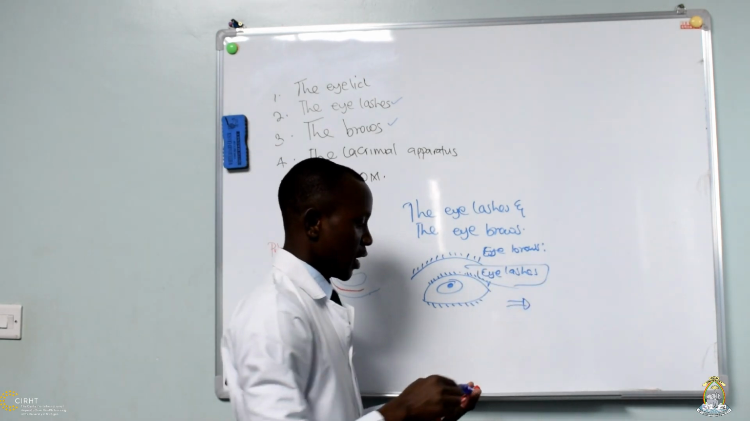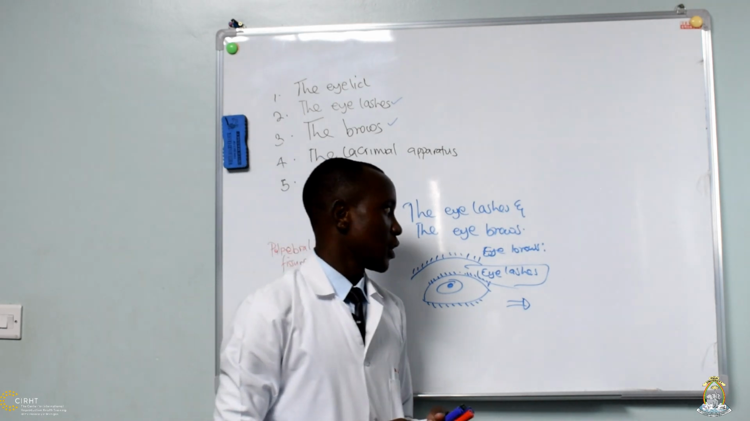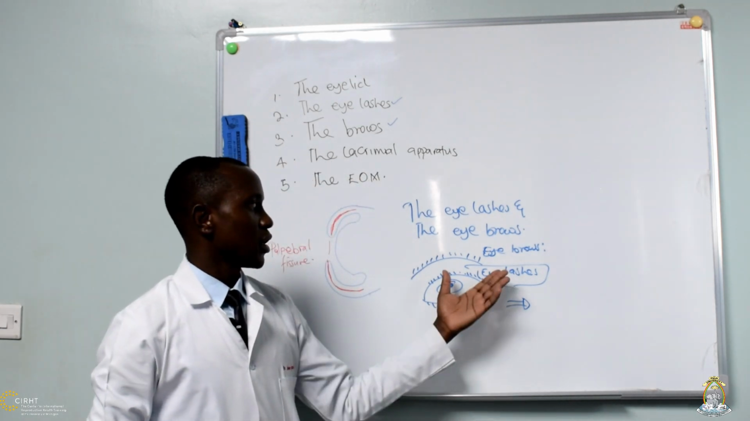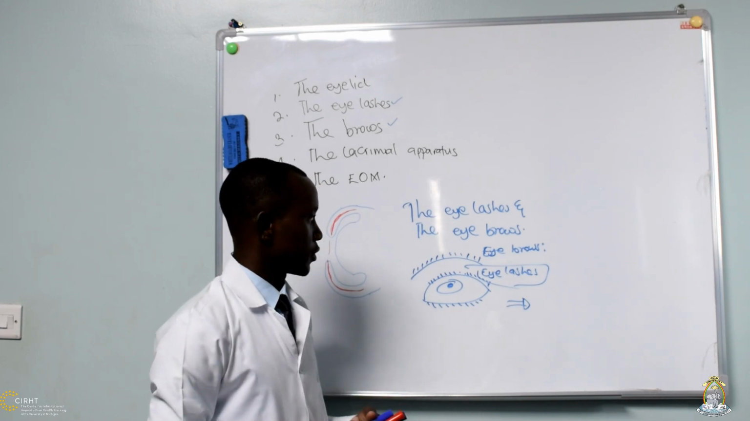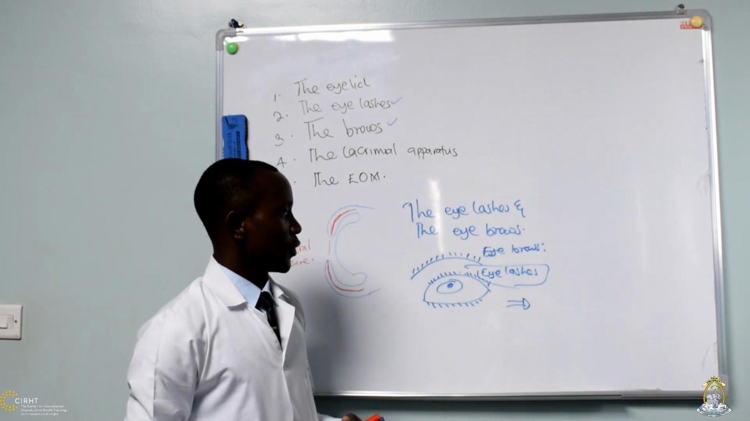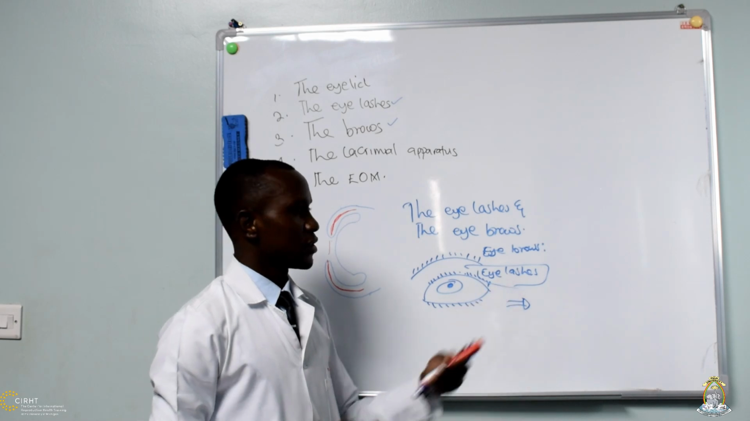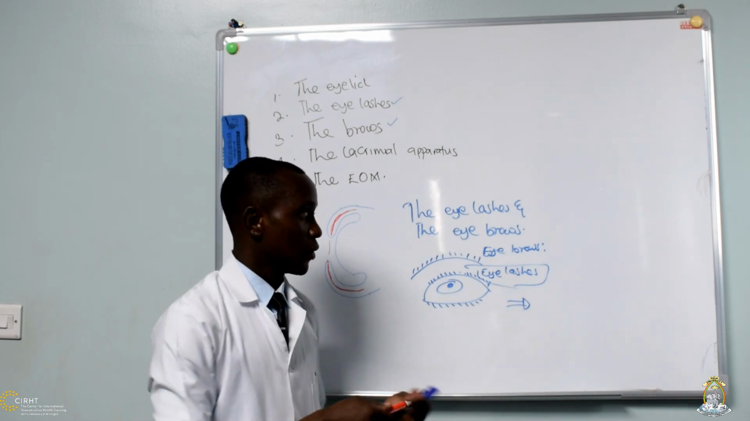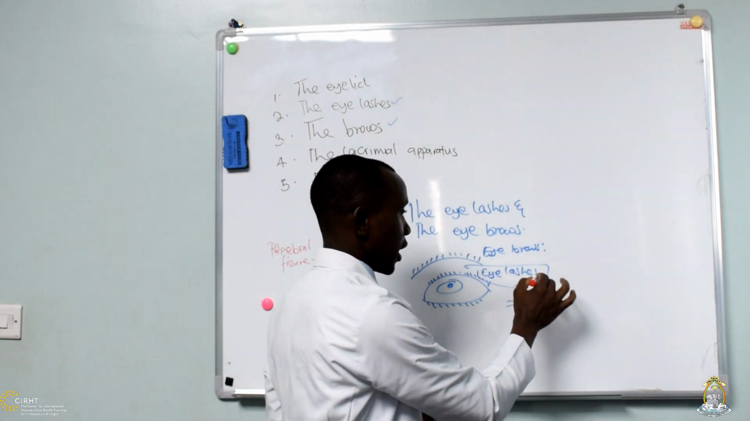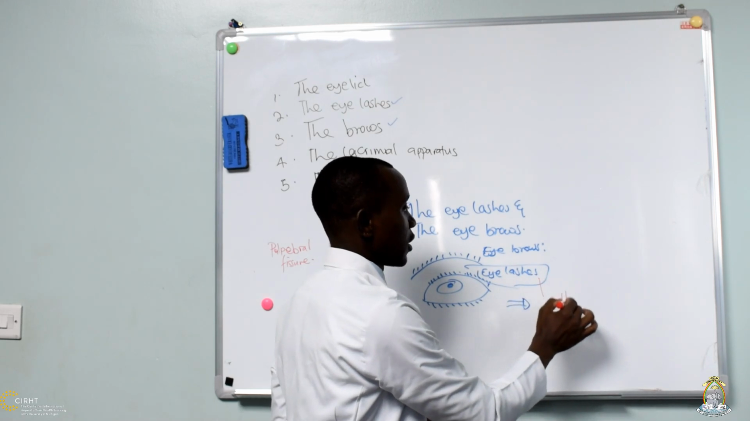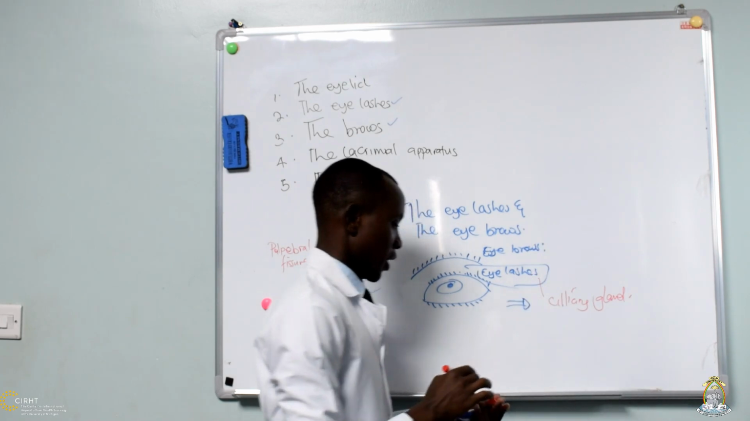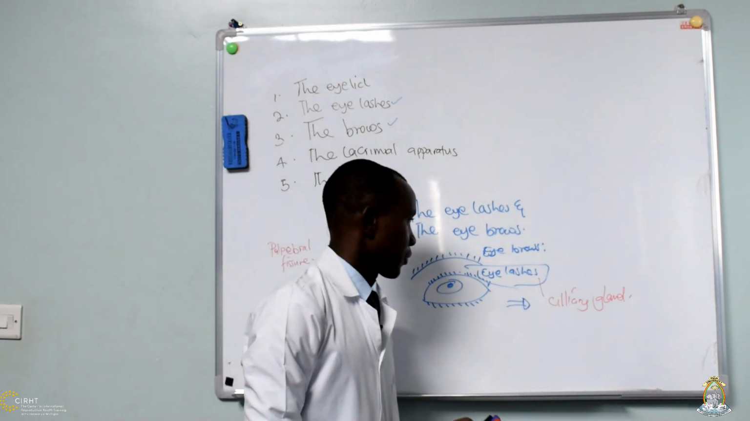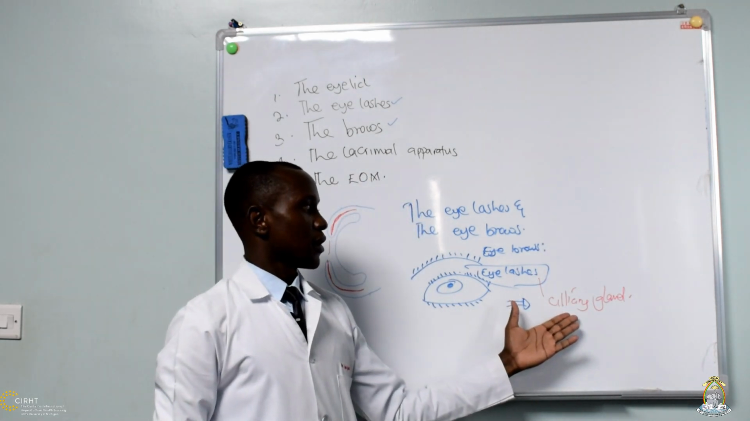Now, when you look at the eyelashes, they project from the anterior free margin of the eyelid, and they are arranged into either double or triple rows. Most importantly, what we can talk about with the eyelashes is the presence of the ciliary glands. Within the eyelashes, we find the ciliary gland. This ciliary gland secretes a fluid.